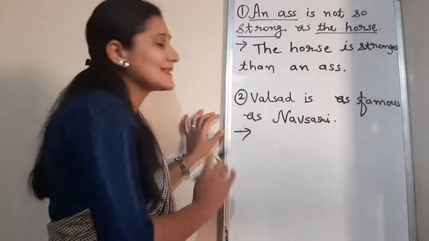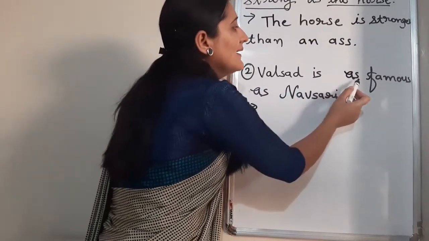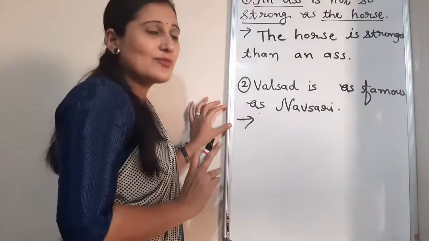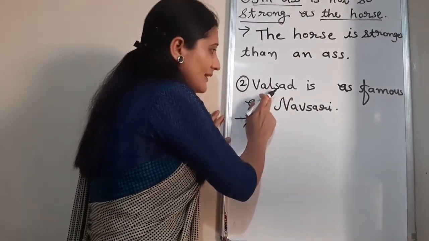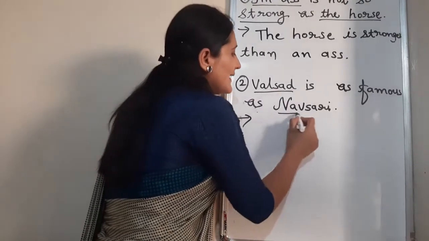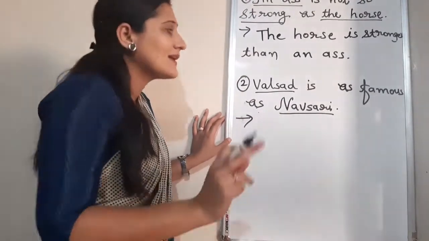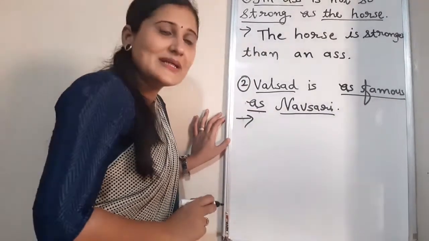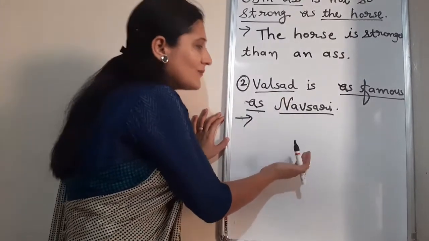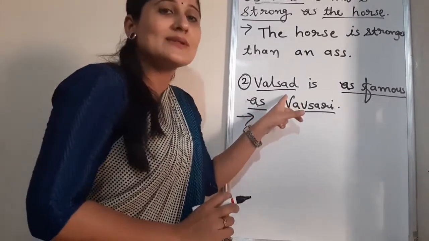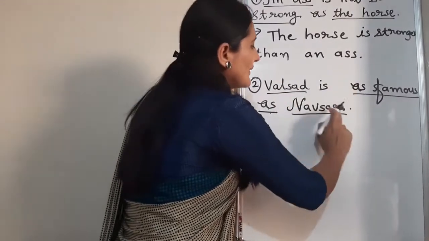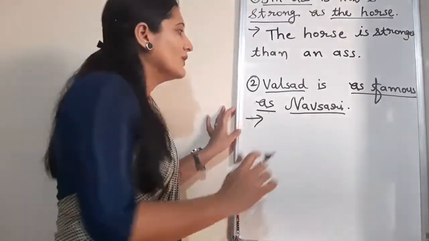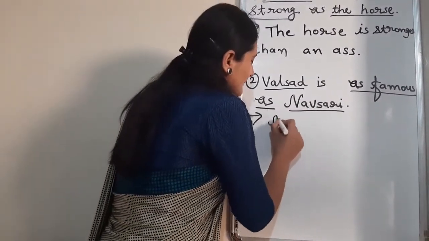Let's have a look at the second example. Valsad is as famous as Navsari. See, what did I tell you first? Check where the subjects are. Valsad and Navsari. These two are subjects. Then the sentence is as, adjective, as. So this is positive degree. We will turn it into comparative. Let's see, is this sentence positive or negative? Not is not given, right? So this sentence is positive. We will turn it into negative. Let's start with our answer.